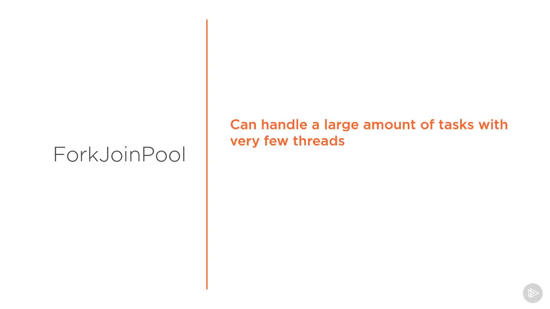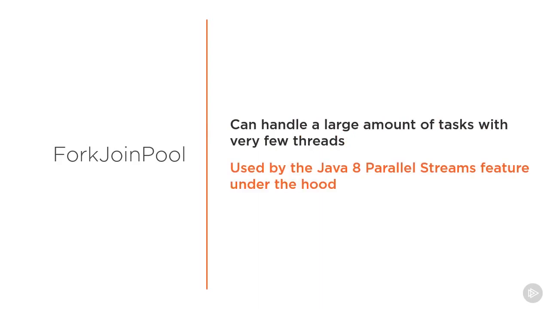The advantage of the fork join pool is that with its unique recursive model, it can handle a large amount of tasks with very few threads. The Java 8 parallel streams feature uses the fork join pool under the hood to parallelize operations and collections. If it fits your use case, you should give the fork join pool a try.